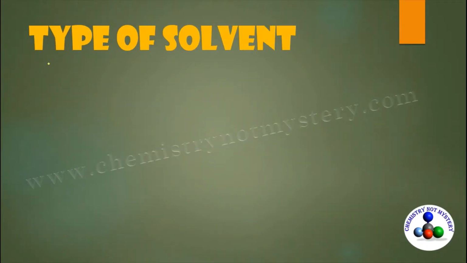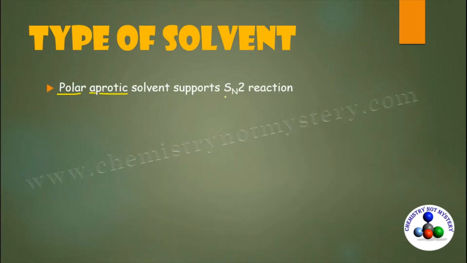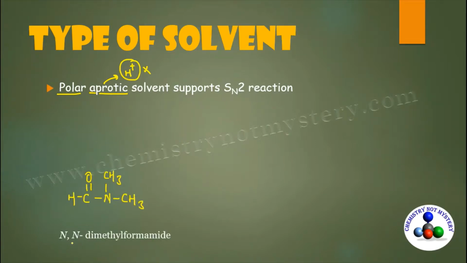Now come to the type of solvents that support the SN2 reaction mechanism. So polar aprotic solvents support the SN2 reaction mechanism. Aprotic means they do not have H+ ions. For example, N,N-dimethylformamide. Its common name is DMF. The other one is dimethyl sulfoxide. Its common name is DMSO.